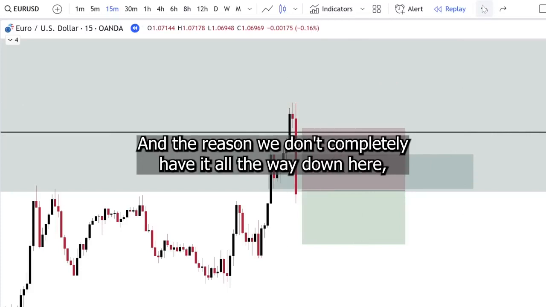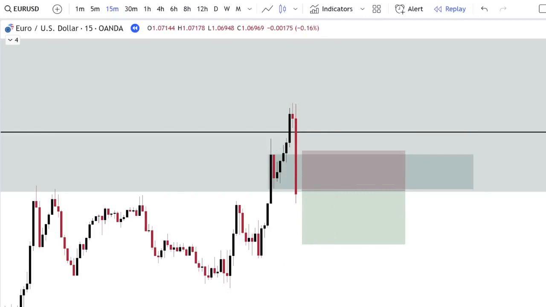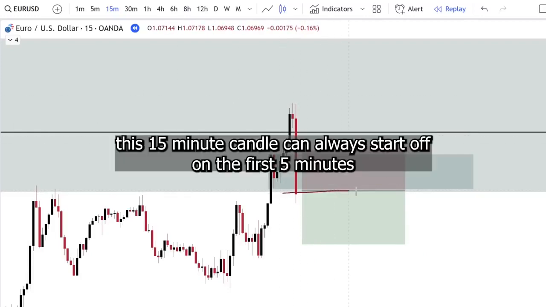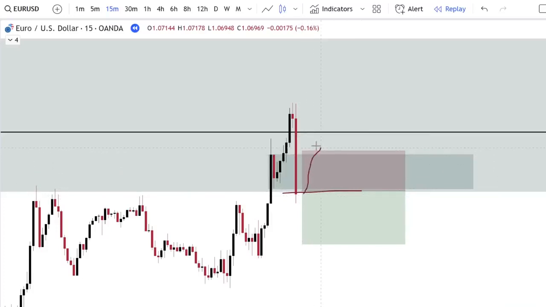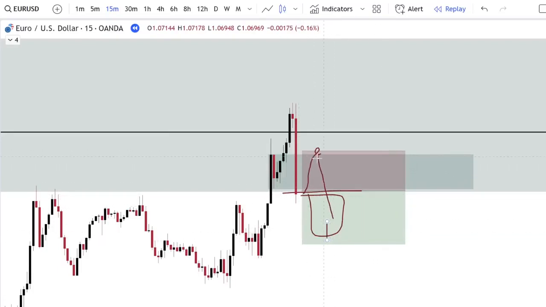And the reason we don't completely have it all the way down here, we don't have the stop loss right here, it's just because price can always, this 15-minute candle can always start off on the first 5 minutes as bullish, wick out, and then close below to complete a 15-minute candle close bearish. So it could be a candle flip. So you're just watching out for the stop hunt.